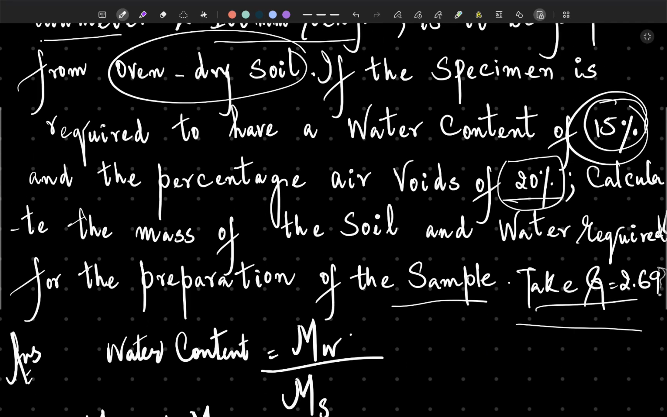Let's come back to the question. We have one more thing that's given. As per the data in the question, the specimen is required to have a water content of 15%, which we used, and we subsequently derived the volume of solids and the volume of water. The percentage air voids of 20% is in itself given in the question.